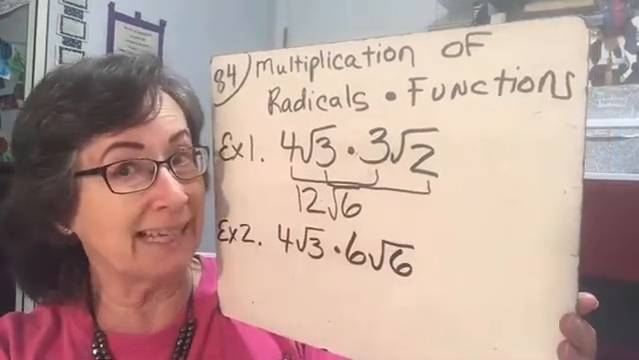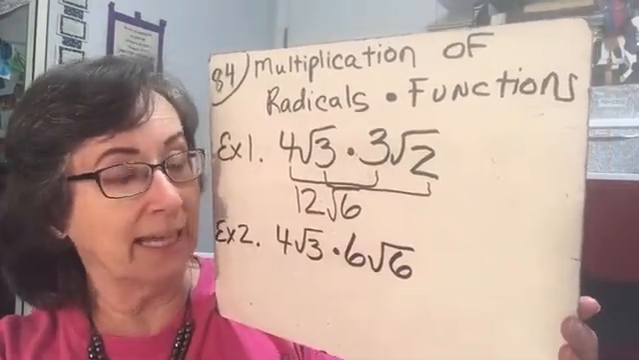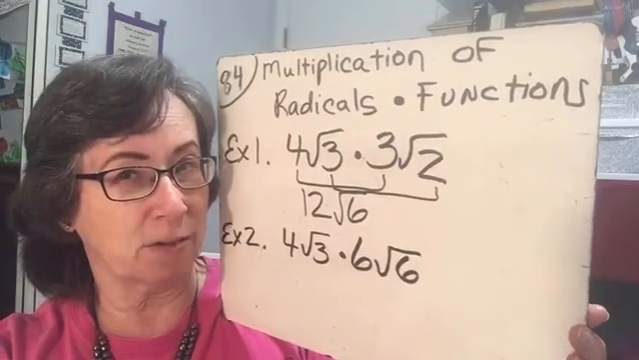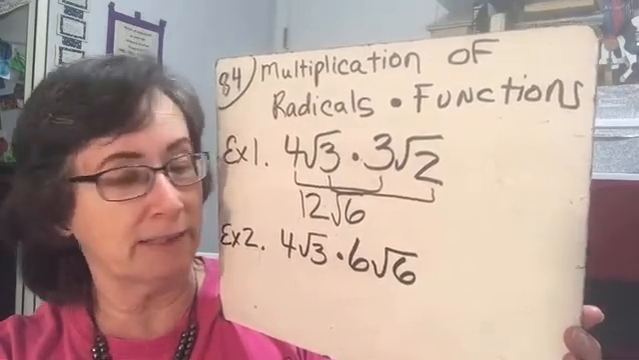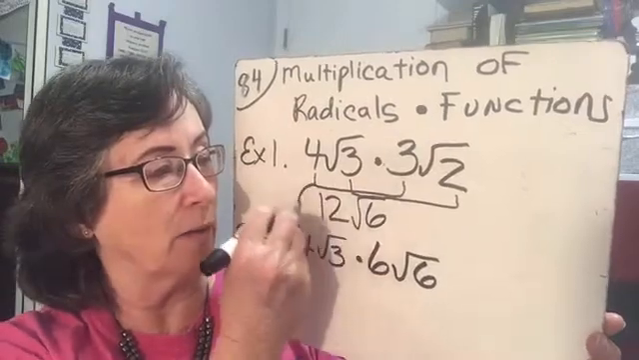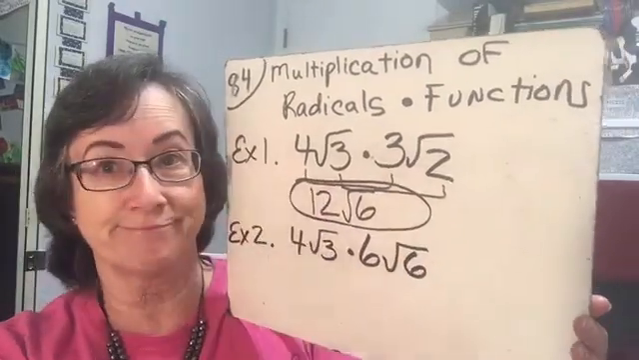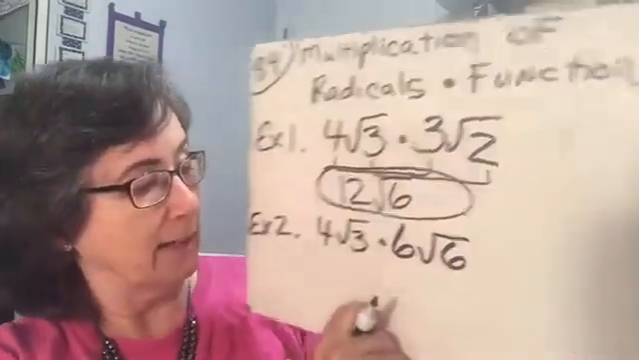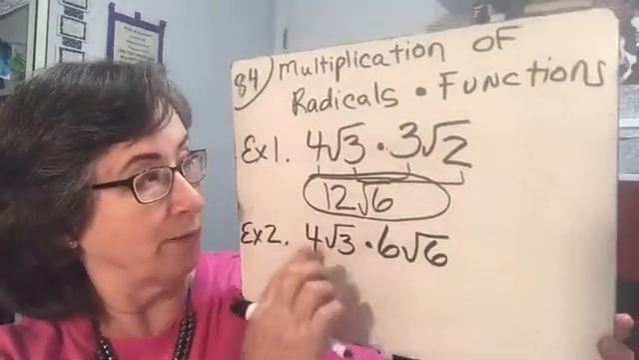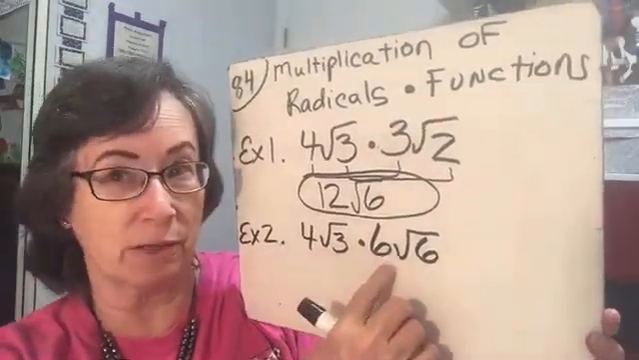Now square root of 6 cannot be broken down into anything that's going to simplify. So therefore our answer is 12 square root of 6. Final answer. Now let's look at example 2. We have 4 square root of 3 times 6 square root of 6.